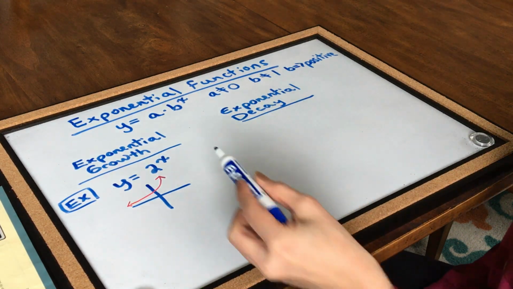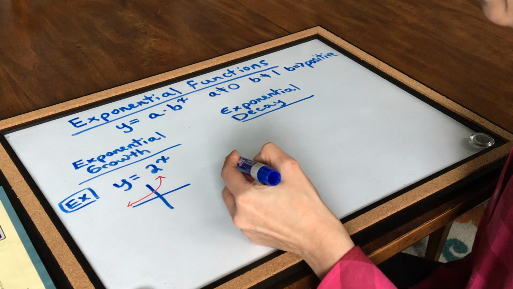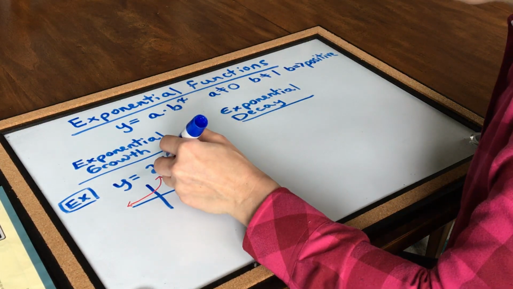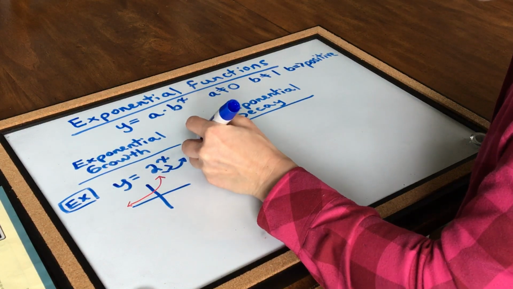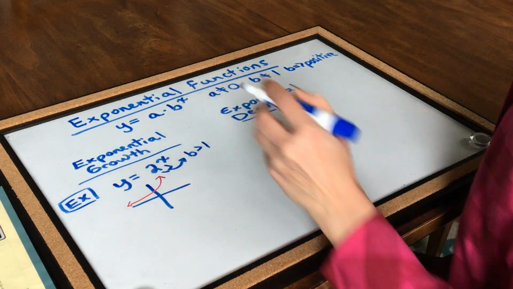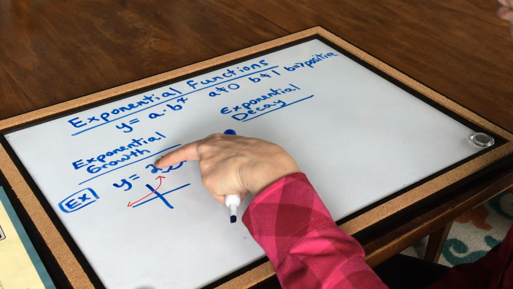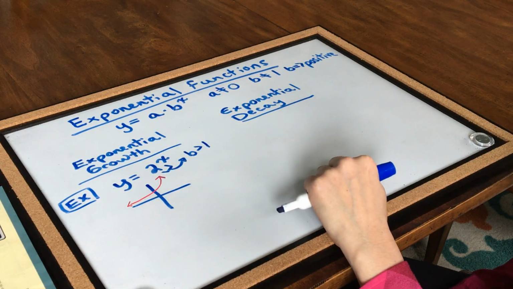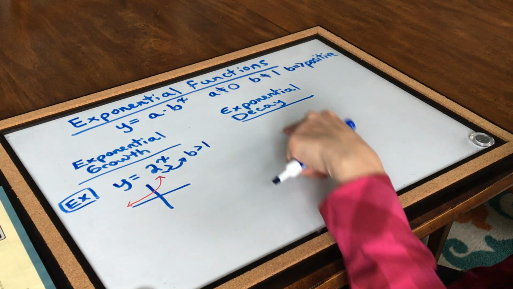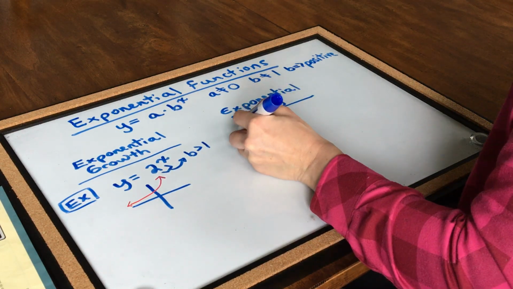So in this case, the reason it's exponential growth is because this number, my b, is greater than 1. So when your number that's raised to the exponent is greater than 1, you're going to have an exponential growth function. Let's take a look at an exponential decay function.